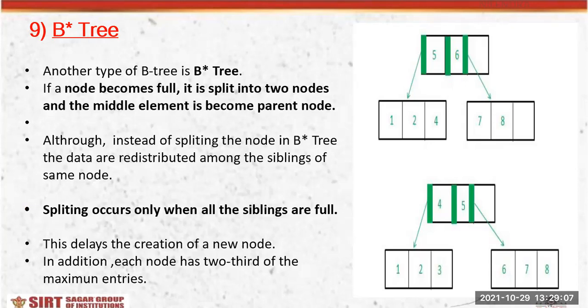Splitting occurs only when that particular node is full, or when all the siblings are full at that particular level. In this regard, a delay occurs. A delay happens when you are creating a new node, because you have to complete the previous node before moving to the next node. So you have to give more time to complete that particular node, which consumes more time and delays the process of creating a new node.